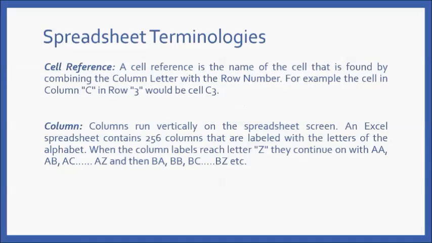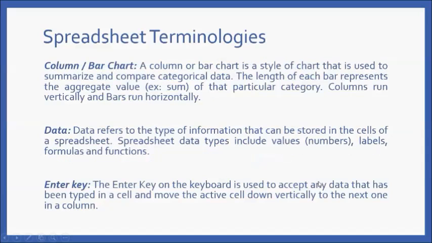Next, column. Columns run vertically on the spreadsheet screen. An Excel spreadsheet contains 256 columns that are labeled with the letters of the alphabet. So when the column labels reach letter Z, they continue on with AA, AB, AC to AZ, and then BA, BB, BC to BZ, and so on and so forth.